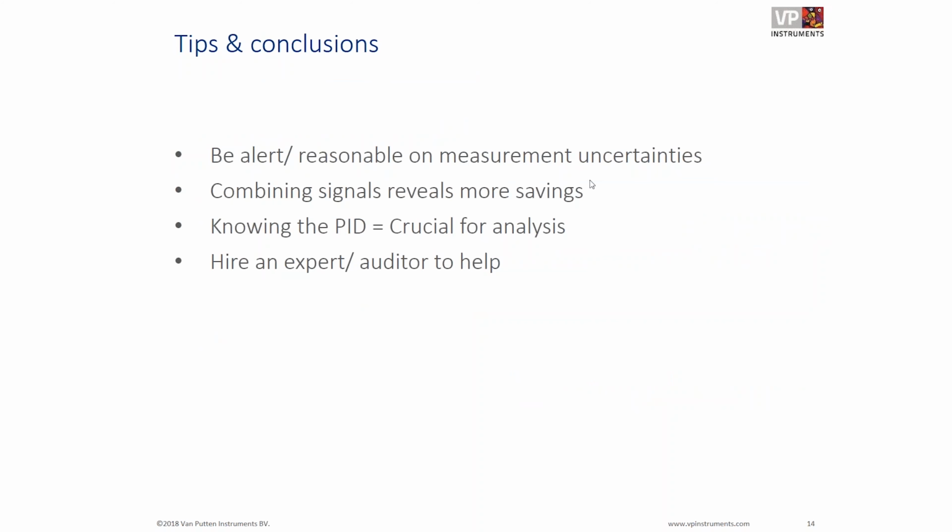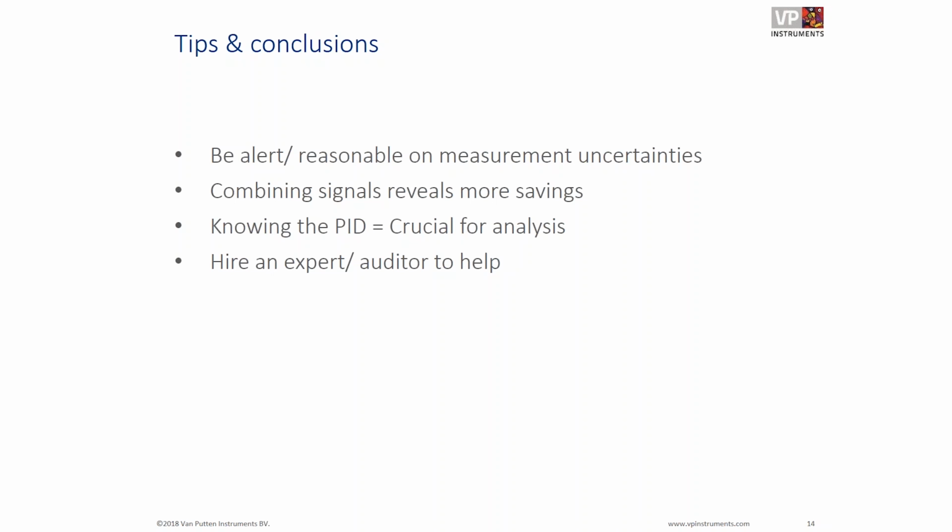So, coming to the end of the presentation, some tips and conclusions. One thing, it's important to be alert on the measurement uncertainties and be reasonable when discussing, for example, compressor capacity or compressor efficiency. You're not in a test lab. You're in the field, so there are a lot of things that might influence the measurement.